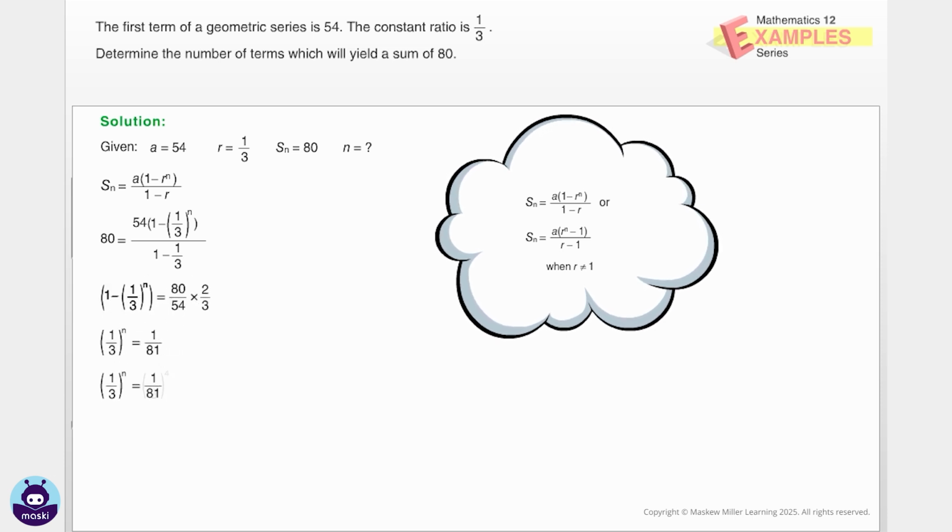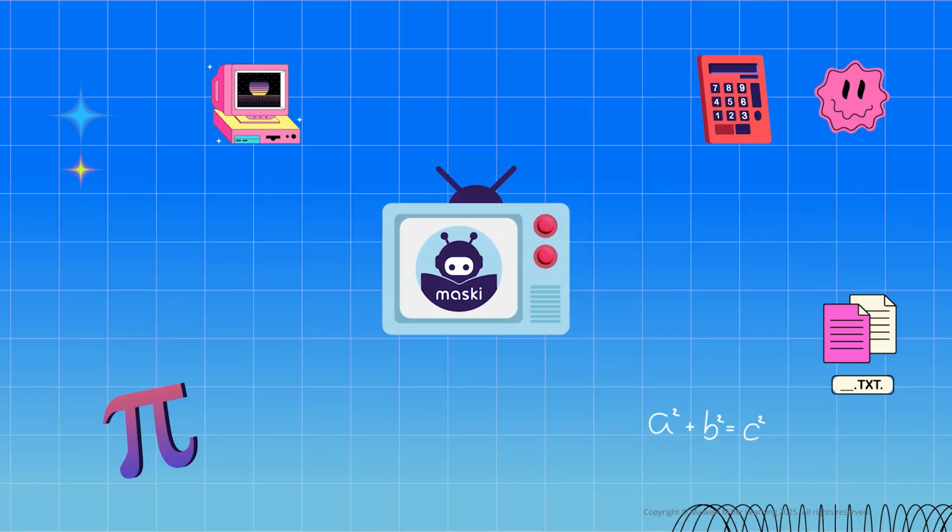Note that 81 can also be written as 3 to the power 4. By rewriting the right-hand side, we equate the bases and compare the exponents. Therefore, n equals 4.